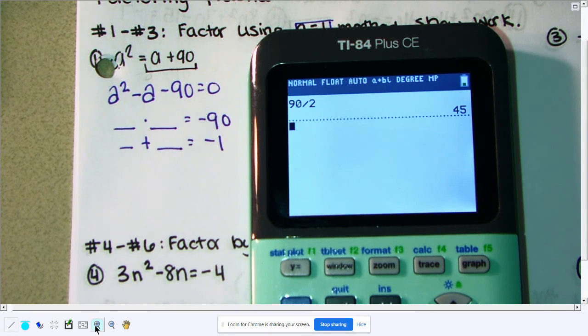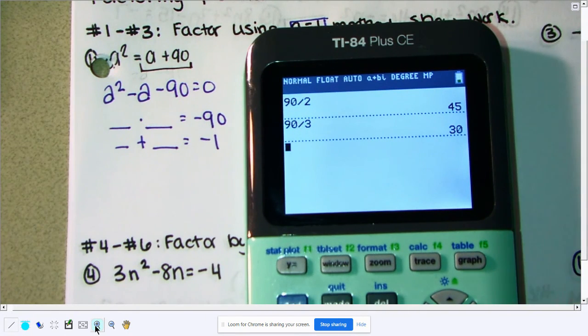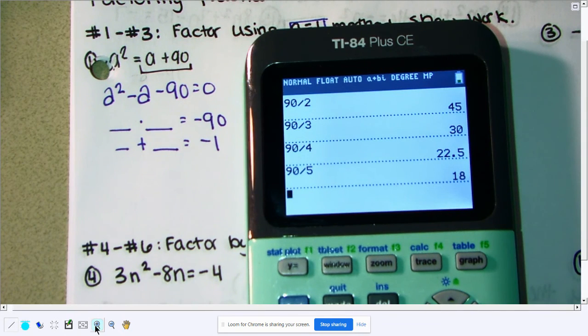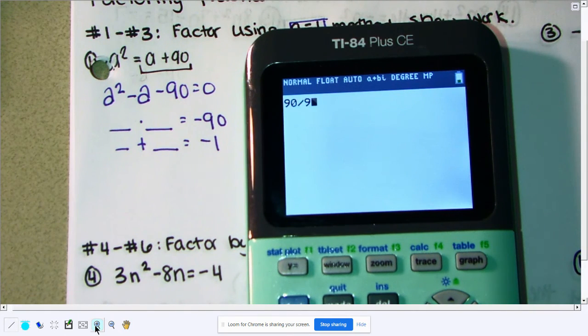90 divided by 2: 45 and 2. Can I ever combine those to get 1? No. And then I'm just going to continue the trend. 30 and 3, I can't add or subtract those to get 1. I'm going to try 4, I get a decimal. I try 5, I get 18 and 5. That's not going to combine to 1. Eventually, I'll get up to 90 divided by 9, and I get 10. So 9 and 10 are my numbers.